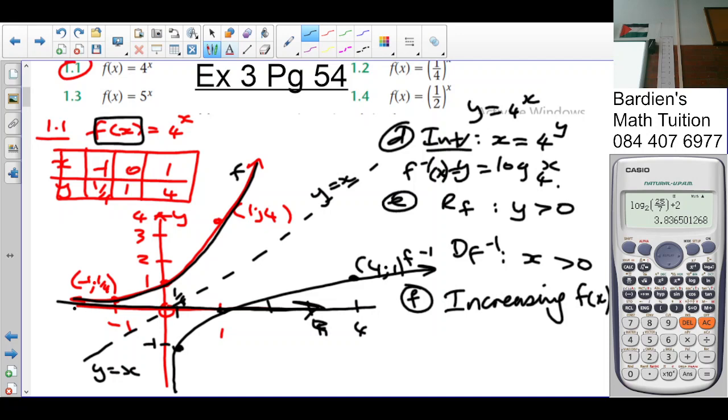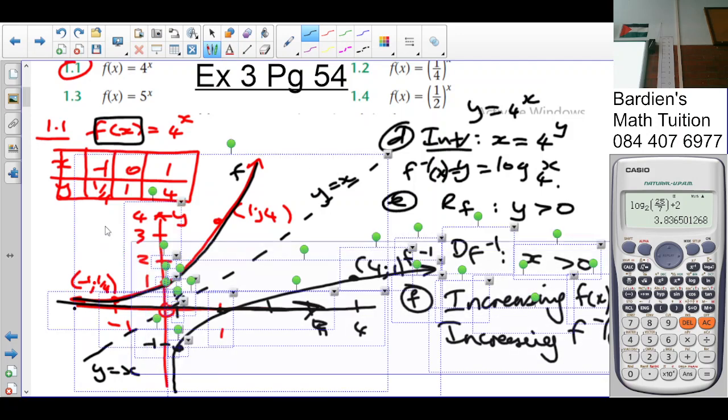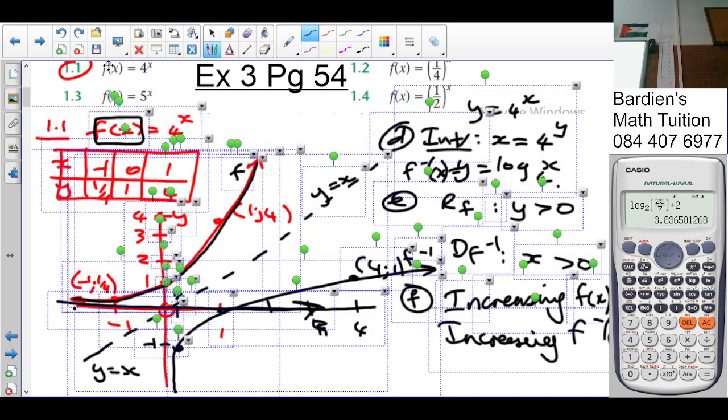The inverse function, what can we say? Is this increasing or decreasing? Also increasing. Why? Because as x increases, the y is increasing. Okay? That's number 1.1. Let's look at 1.2.